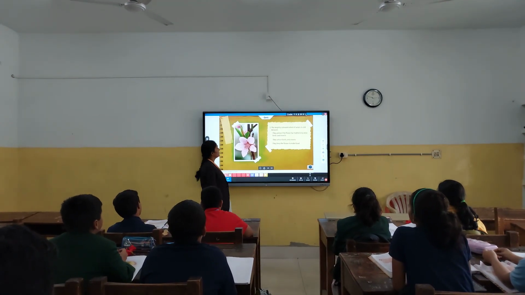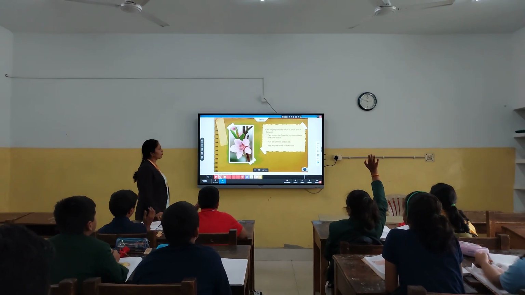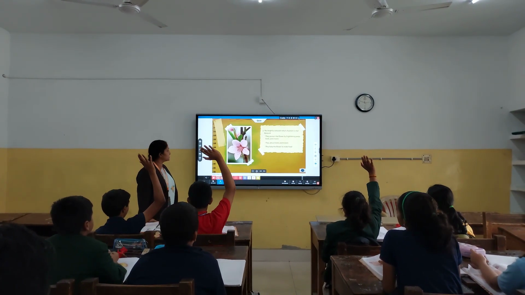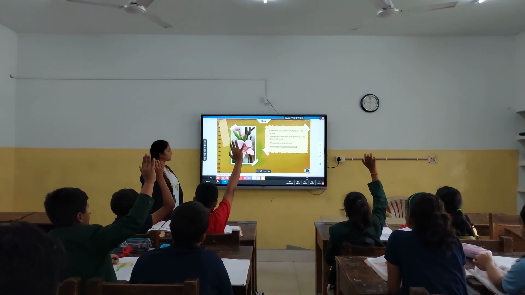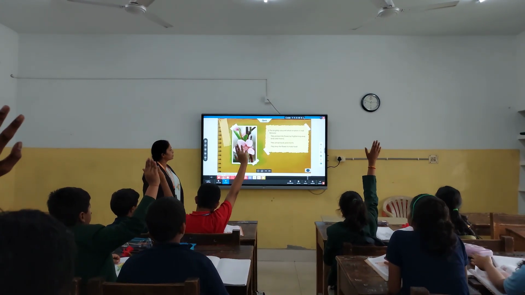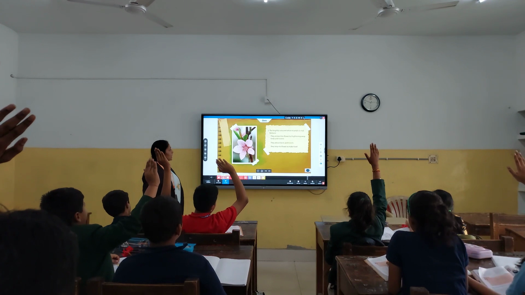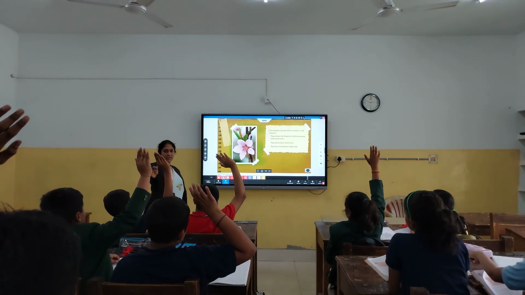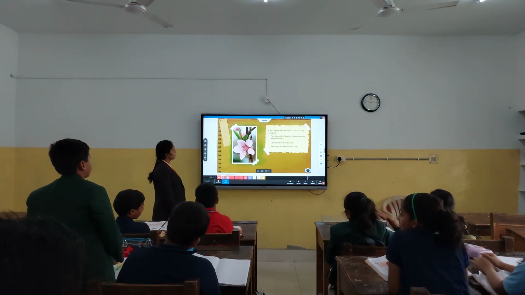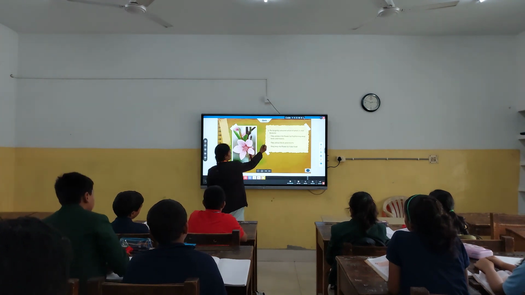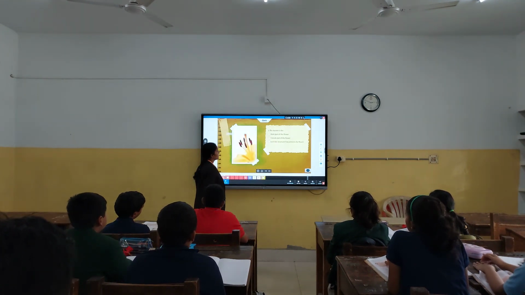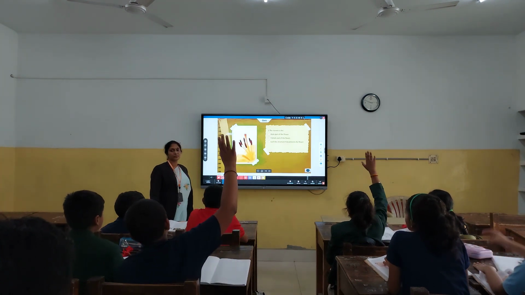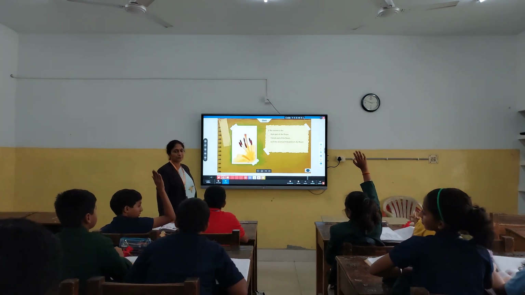I'll read the question. The brightly colored whorl of petals is vital because they protect the flower by frightening away birds and insects, they attract birds and insects, or they help the plant to make food. They attract birds and insects, so that pollination happens. The stamen is the male part of the flower.